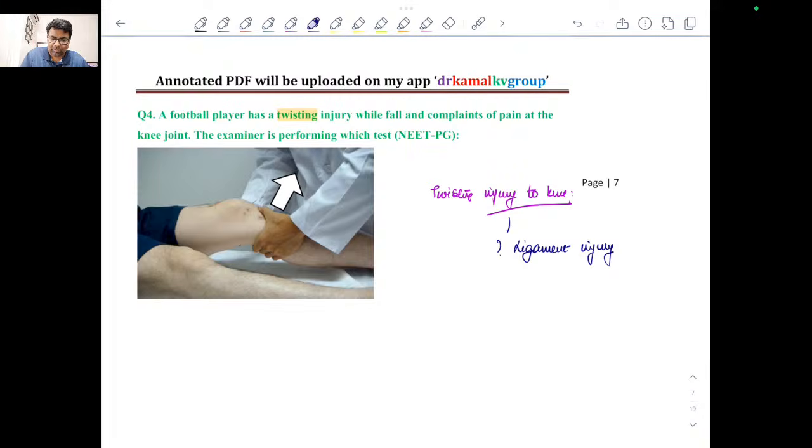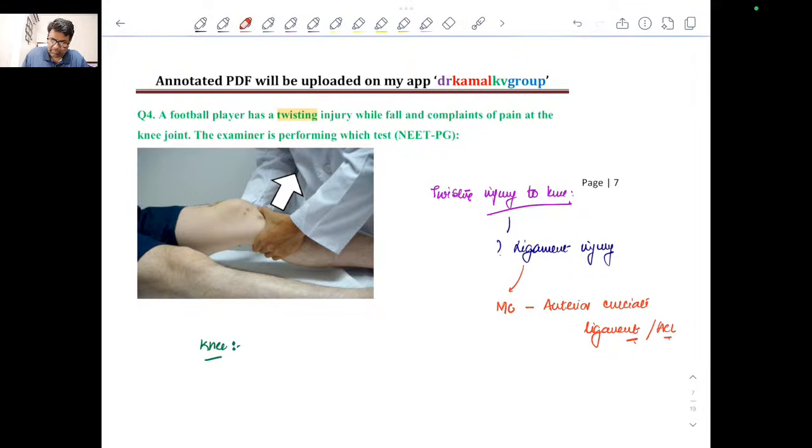Clear? And the most common one which we see in clinical practice is anterior cruciate ligament. So this is the most common which we see in clinical practice, ACL. Okay, so this is ACL. Now look at the test, what the position is and what the examiner is trying to do, what maneuver he is trying to do. So look at the posture of the knee.